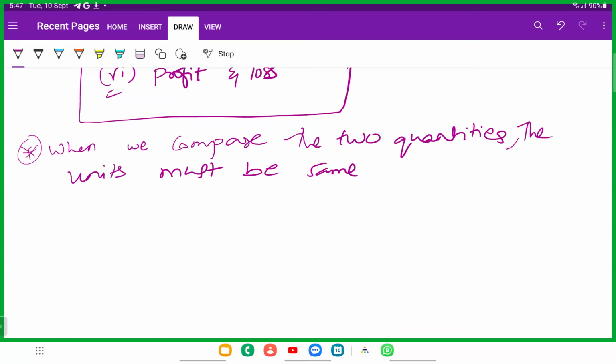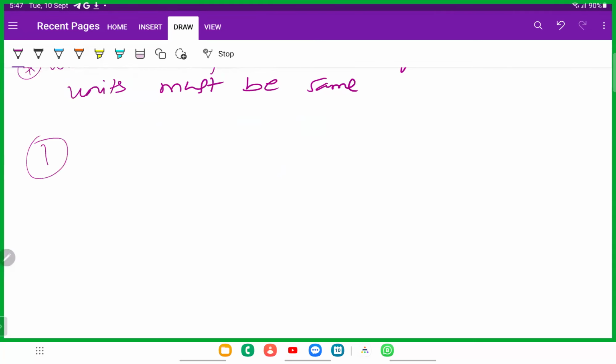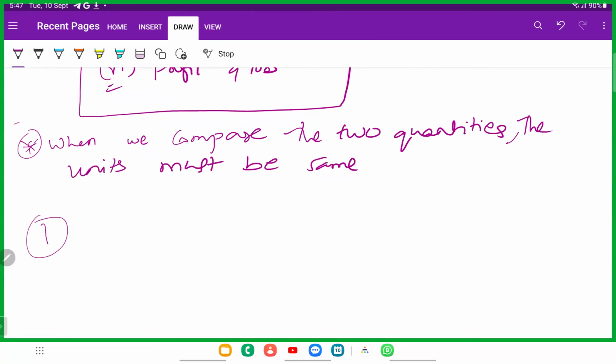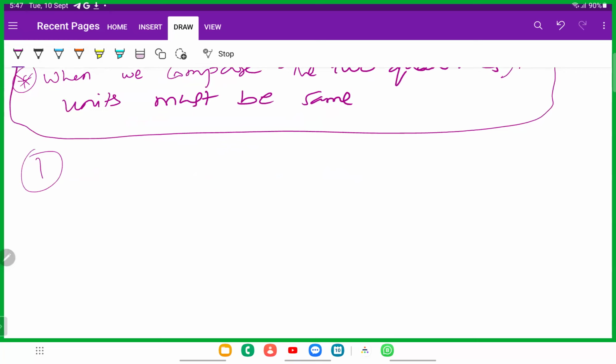And similarly, I can compare marks of two students. I can compare runs of two batsmen in cricket. So here the count, the quantity should be same. Any doubt? No. So this is the very, very basic important point. Before you go for any comparison, the quantities must be same. So note this point again.